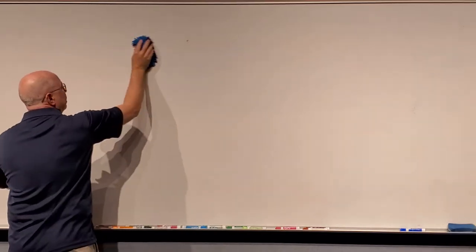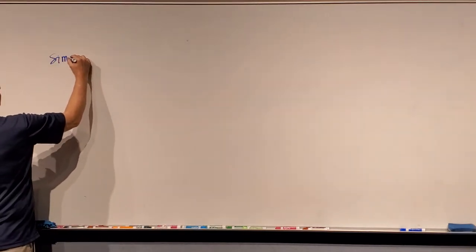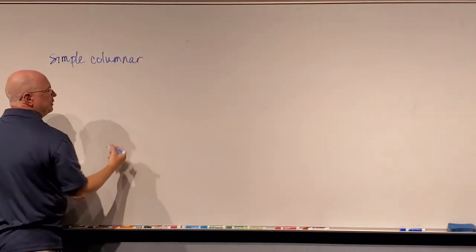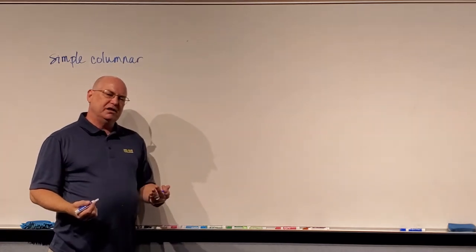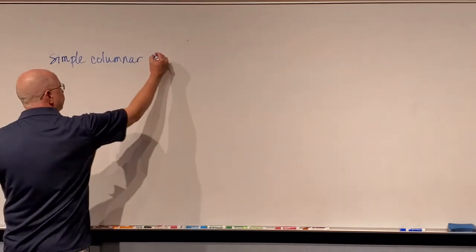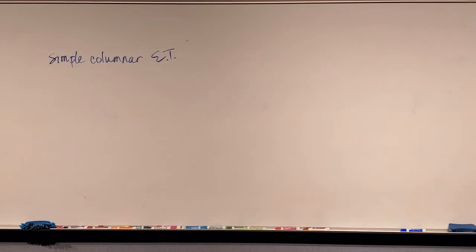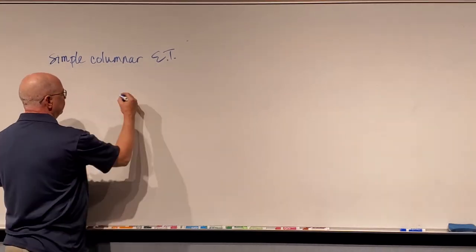Okay. The next one I want to talk about is simple columnar epithelium. The reason we are not going to talk about stratified cuboidal is that stratified cuboidal is pretty rare in the body, as is stratified columnar. So we're not even going to touch those right now. But for simple columnar epithelial tissue, simple columnar epithelium is really found in one location.